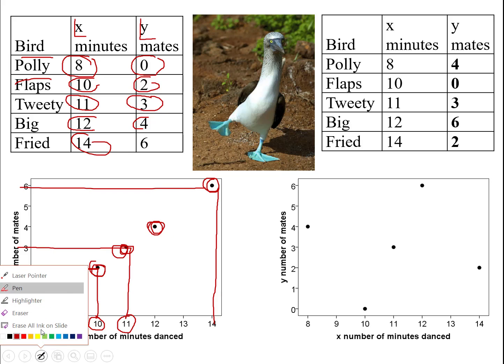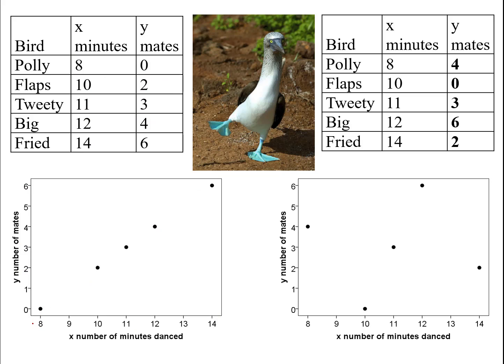And so note on this data set, what we have here is a perfect positive correlation. Our dots line up perfectly in a straight line. And if we know a bird's score on X, if we know how many minutes a bird danced, we could actually perfectly predict how many mates that bird got, because all of our points are just lining up perfectly on that straight line there. So what we have here is a perfect positive correlation. So the data set on the left is illustrating a perfect positive correlation.